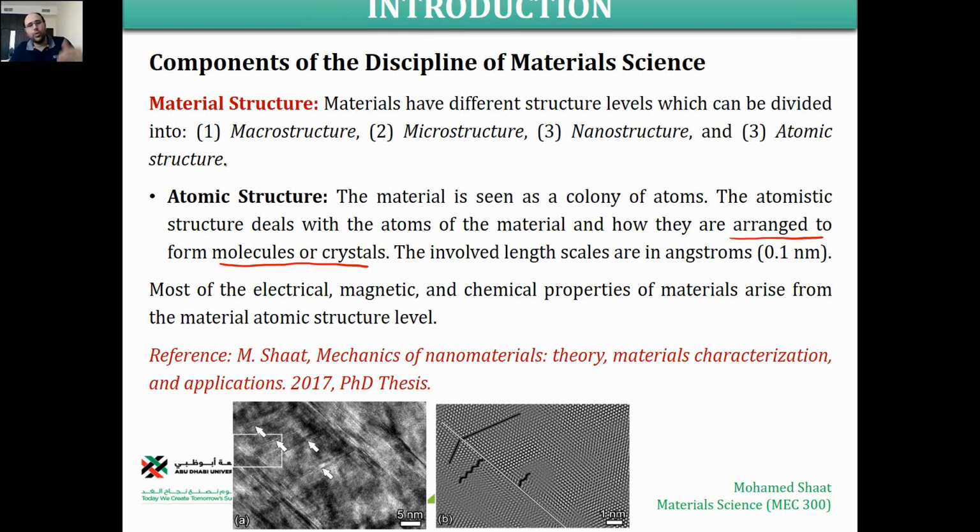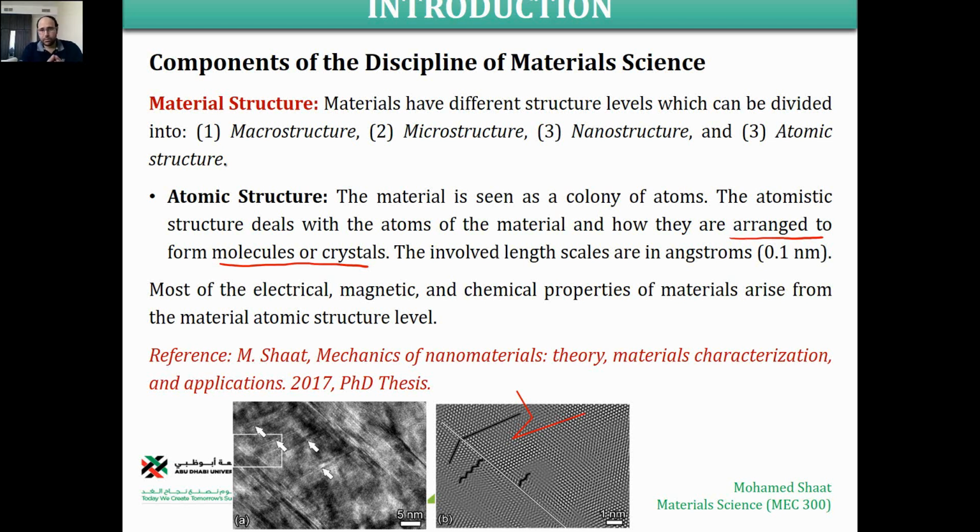If we zoom in more, we're going to see the atomic structure of the material. These are different levels of the material structure that definitely we are going to consider through this course, and how they impact the mechanical properties of the material. So for the atomic structure, for example, most of the electrical, magnetic, and chemical properties arise from, strongly depend on, or originate from the atomic structure of the material. So that's why one of the things that we are going to discuss through this course is the atomic structure of the material and how it affects the different properties of the material.